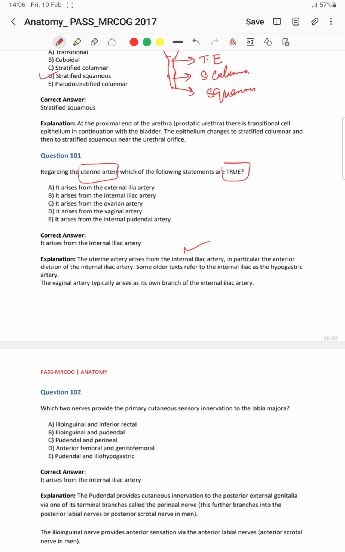That it arises from the external iliac artery, no. It arises from the internal iliac artery, yes. And it arises from the vaginal artery, no. It arises from the internal pudendal artery, no.